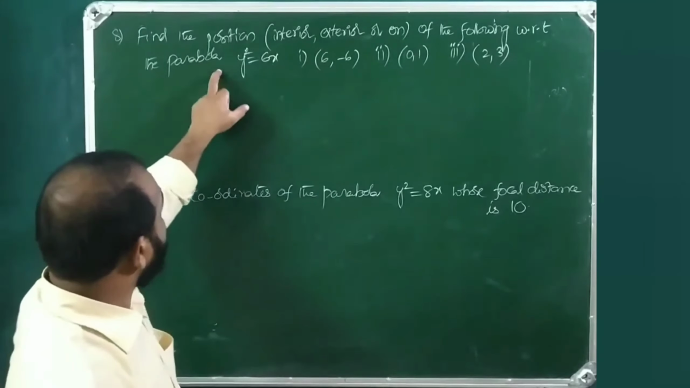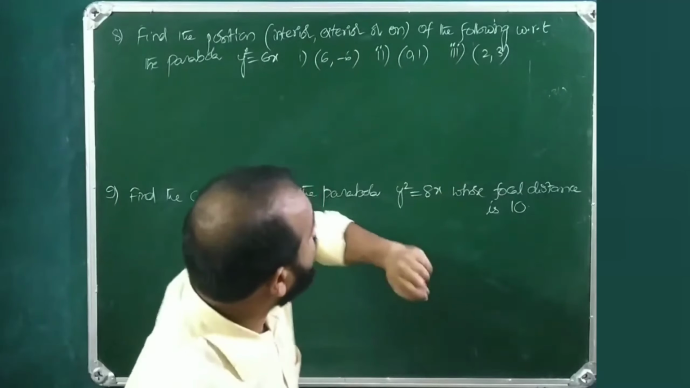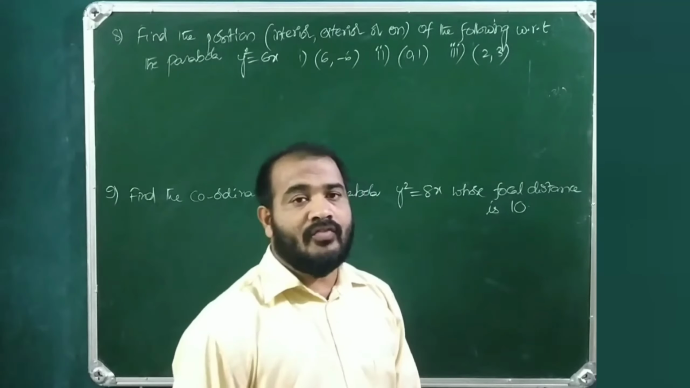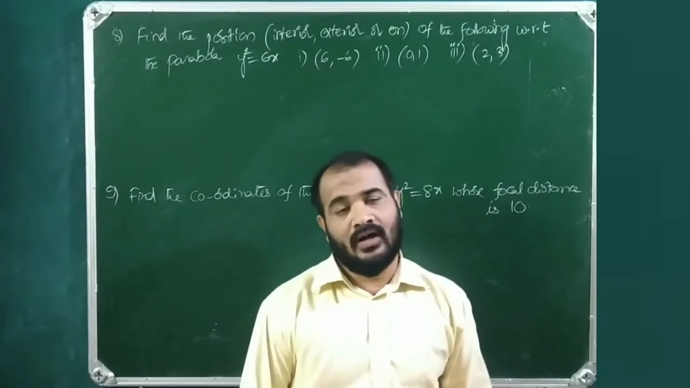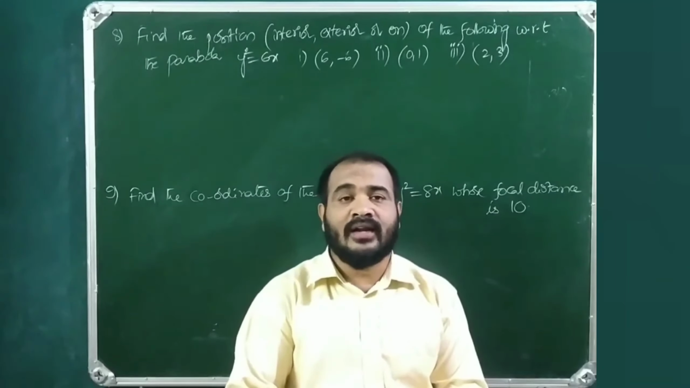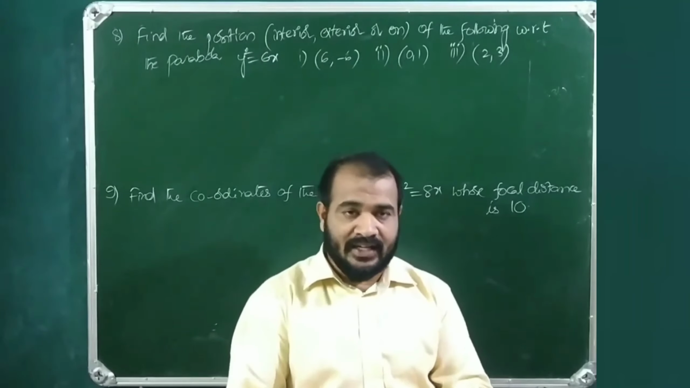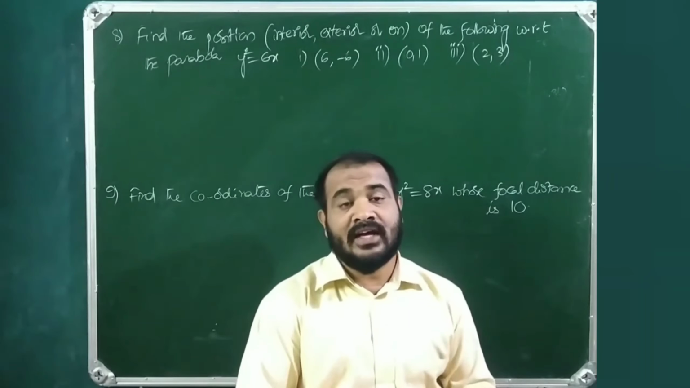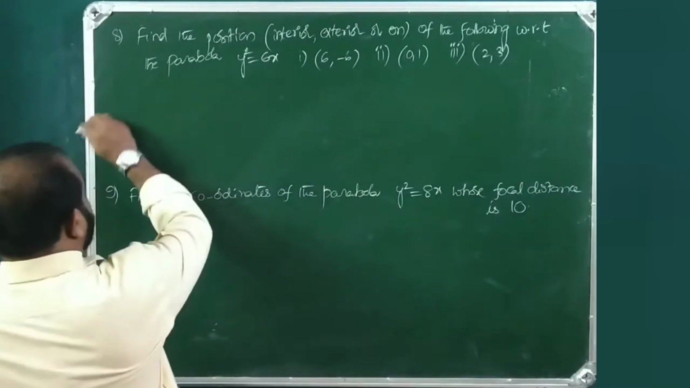The next problem is to find the position, whether exterior, interior or on, of the following points with respect to the parabola. 3 points are given. We have discussed that the position of a point with respect to a parabola is found simply by substituting x1, y1 in the parabola. That is S11. If S11 equals 0, the point lies on the parabola. If S11 is less than 0, the point lies in the interior of the parabola, that is, the focus side. If S11 is greater than 0, then the point lies outside the parabola.